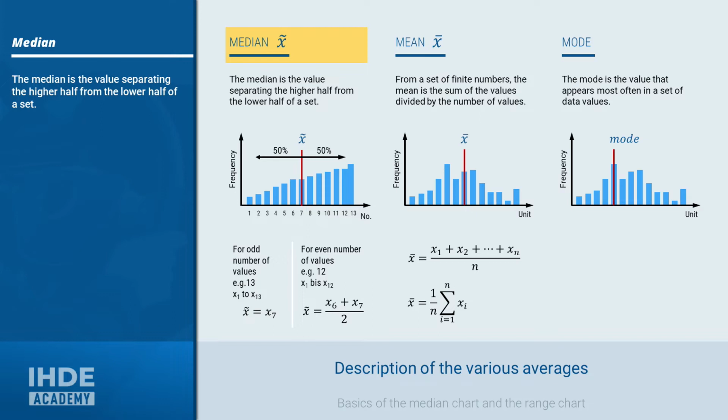There is also the arithmetic mean. This is calculated from the sum of all values divided by their number. The limits of a mean chart are calculated slightly differently than those for the median chart. Finally, there is the mode. This is the most common value.